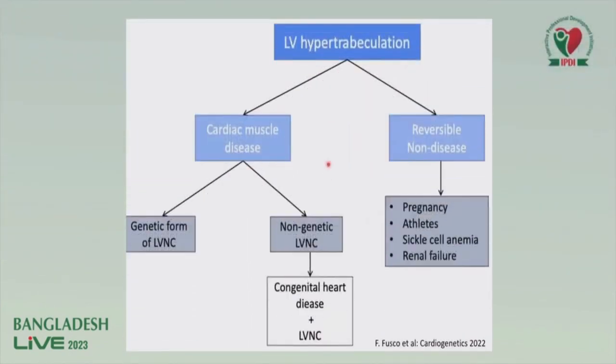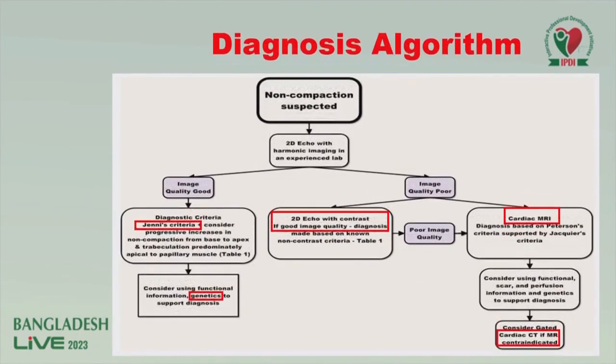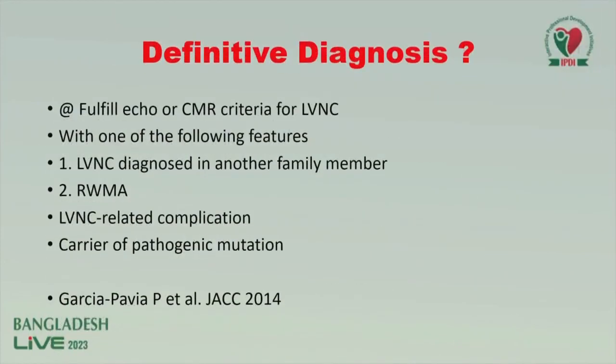LV hypertrabeculation may be a reversible condition in pregnancy, athletes, sickle cell anemia, and renal failure as well. This is the diagnostic algorithm. If it is very clear on 2D echo, that is enough for diagnosis, and CMR is usually not required. A definite diagnosis is usually not clear cut. There are no clear cut diagnostic criteria in the guidelines.